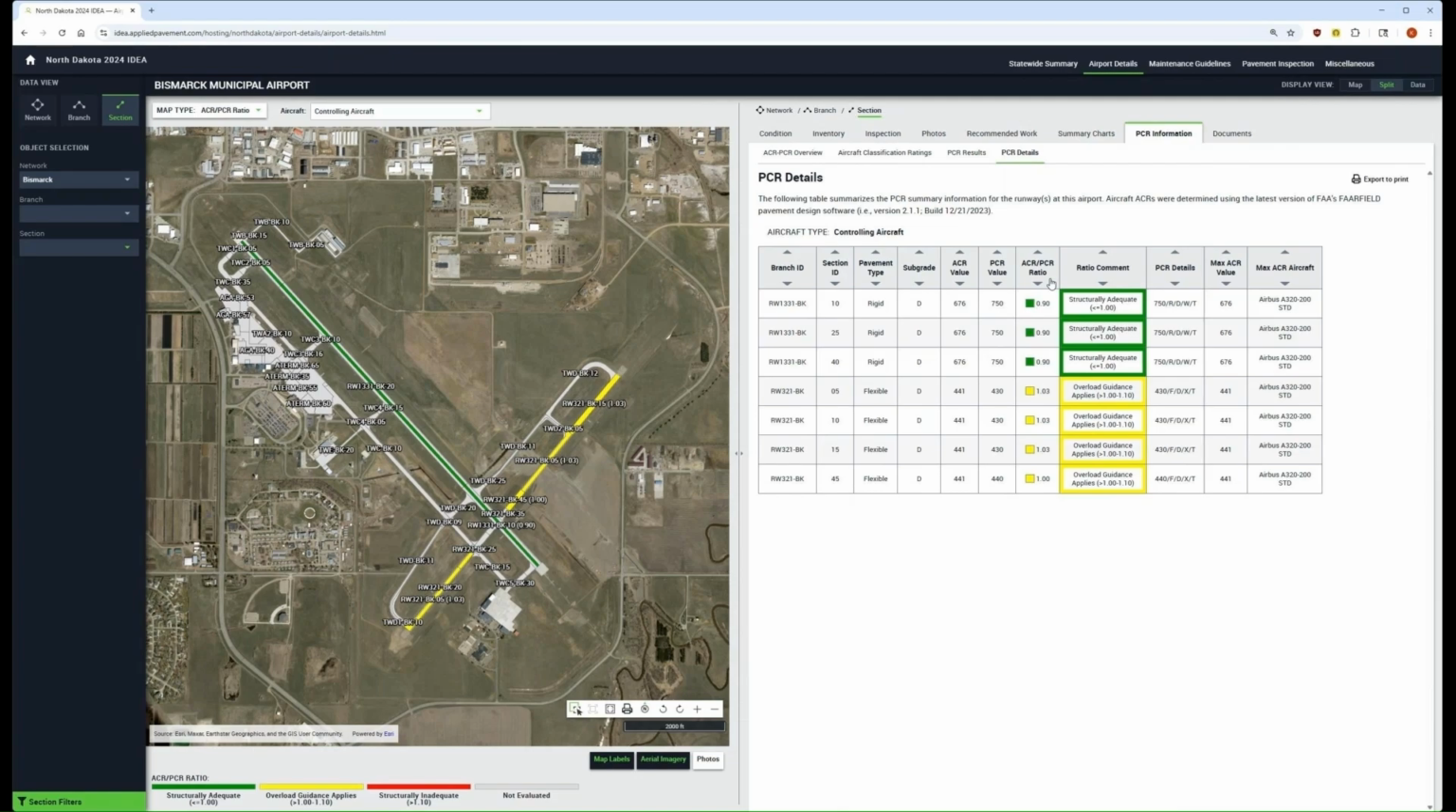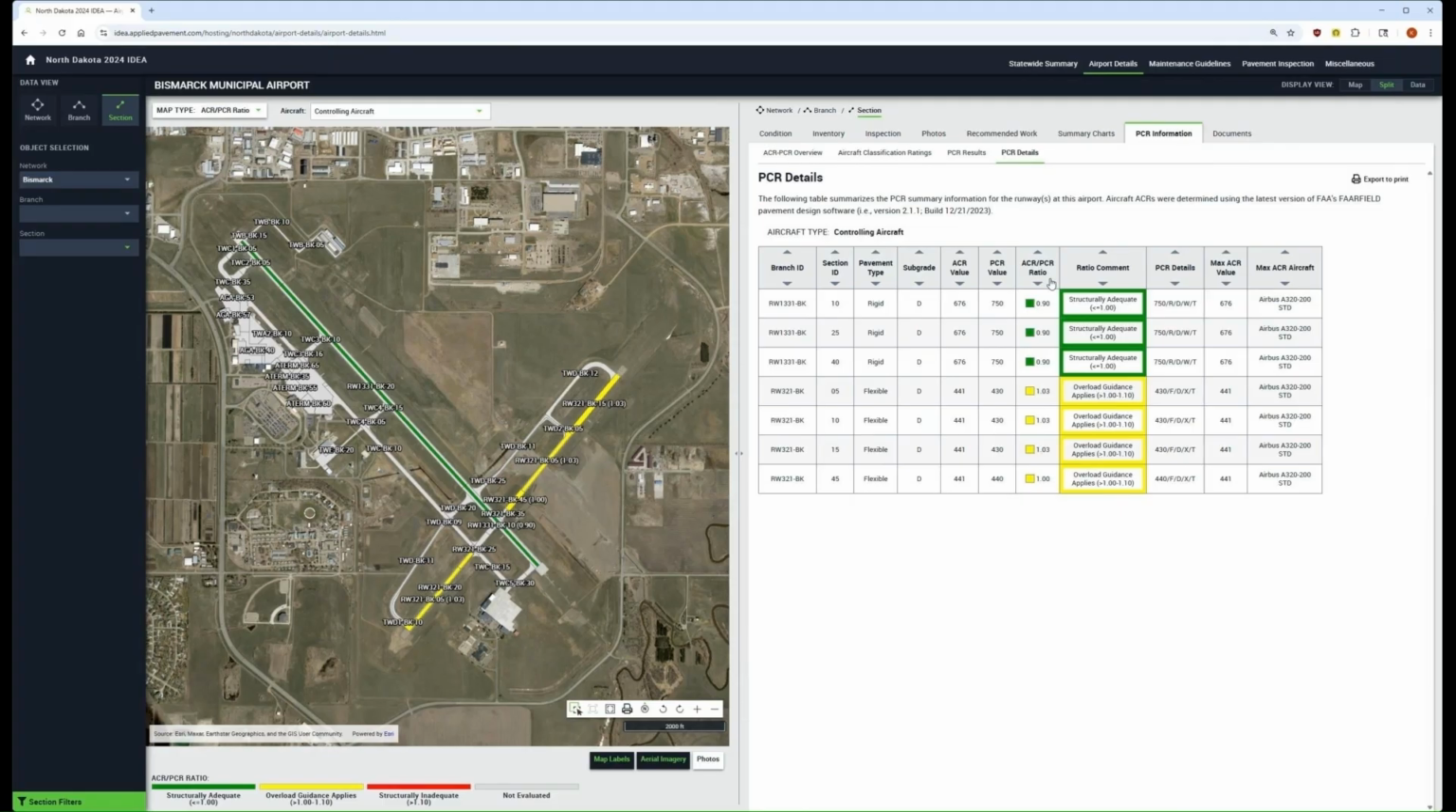If the ACR-PCR ratio is greater than 1, that means that the current critical or controlling aircraft operating on the pavement are actually overloading it, or the pavement is not structurally adequate to withstand an unlimited number of operations. However, the FAA recognizes that occasional, infrequent use of some aircraft that might overload the pavement slightly is okay and has provided overload guidance.